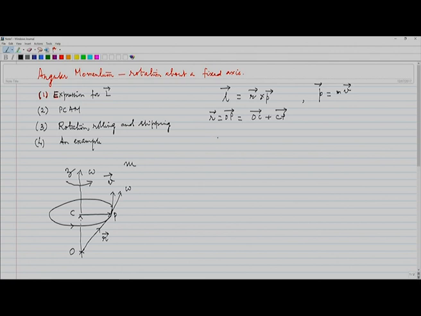Now I will calculate L. The angular momentum vector is R, which is OC plus CP, crossed with M times V. This is equal to OC crossed with M times V, plus CP crossed with M times V. Remember, the cross product is distributive. Now CP has a name: this is what is called R perpendicular. This we had seen in an earlier lecture.